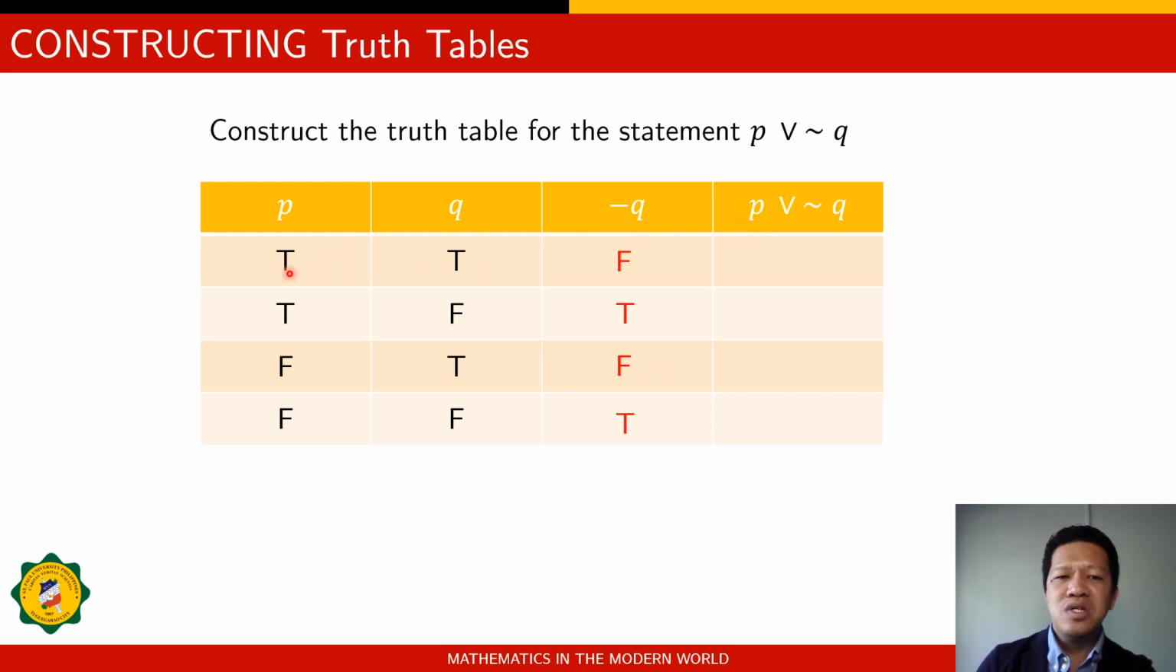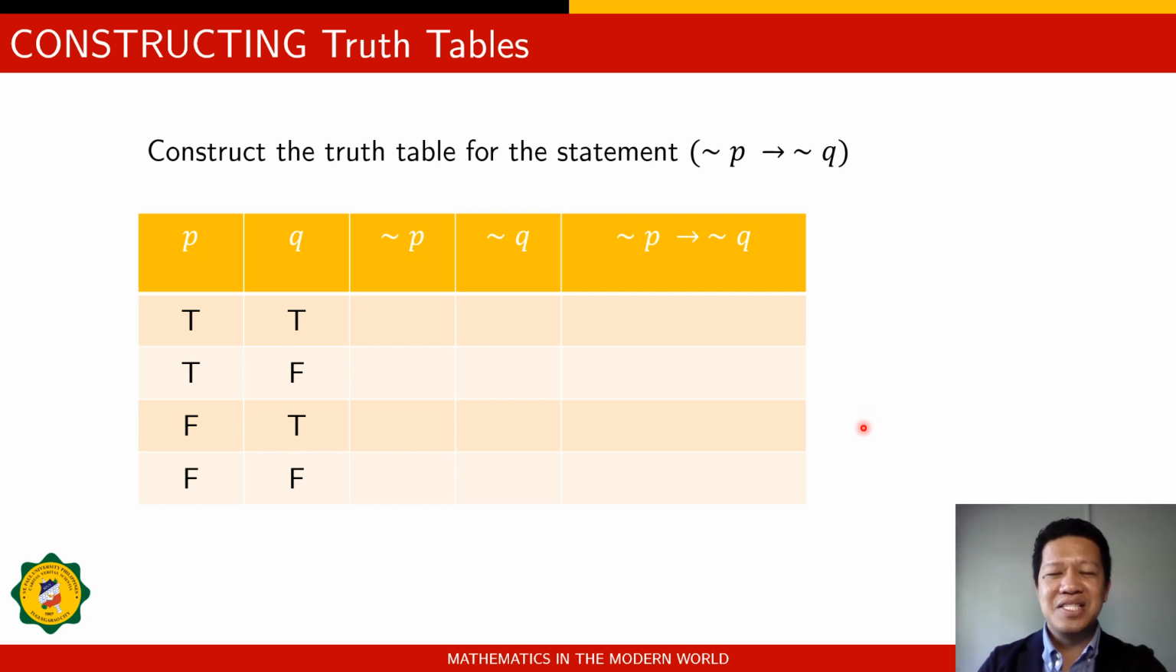So we have the first, true or false, that is true, because in a disjunction, if there's at least one true, the disjunction is true. Then true or true will be true. False or false, both are false, so that will be false for a disjunction. And then we have false or true, that will be true. That's how to construct the truth table for a given statement, and these are the possibilities of the truth values of this statement.